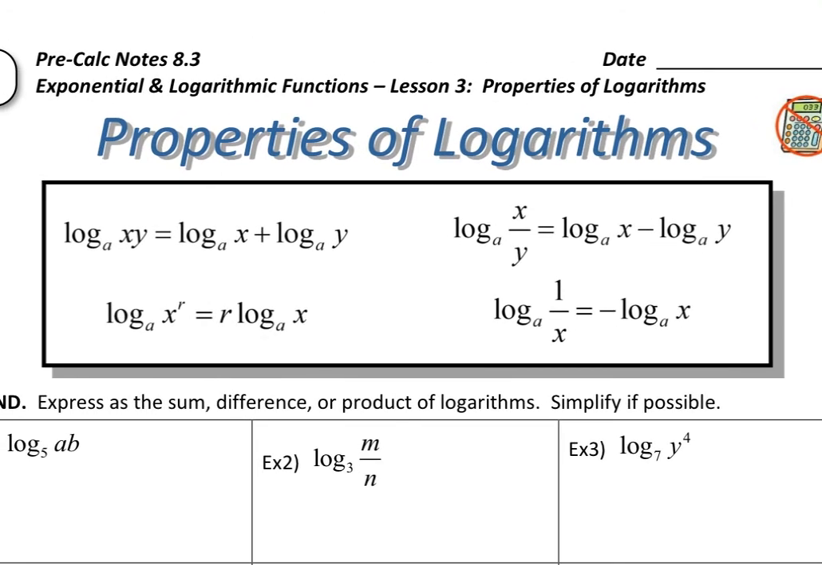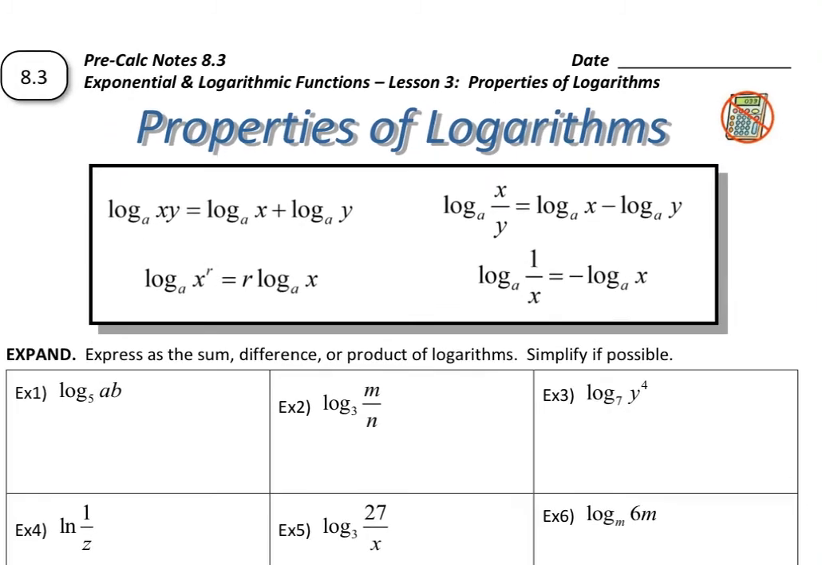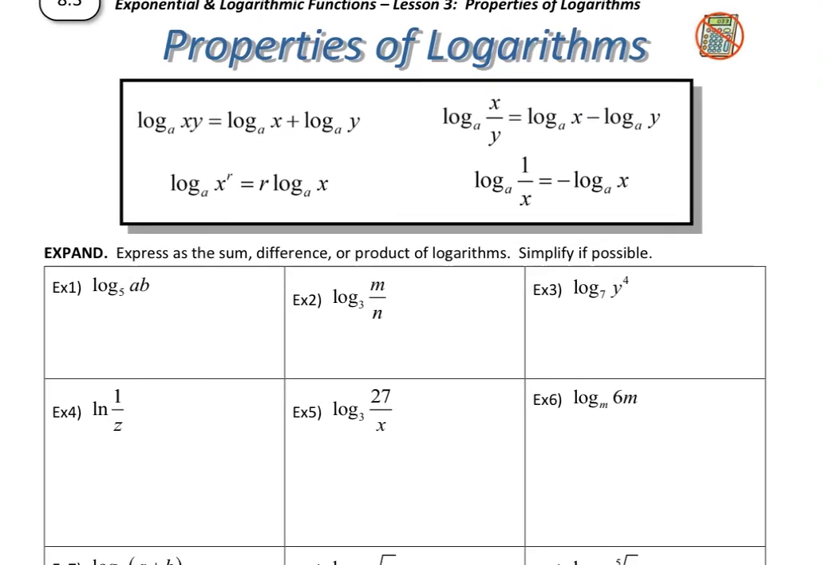You will not be given any kind of a formula sheet on a test for this, so you need to know these properties. You need to remember them. I'm going to talk through these first 4 examples where it says expand, and correlate each one to the properties.